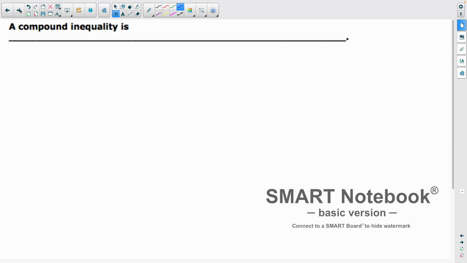So, a compound inequality is two or more smaller inequalities put together. Most of the time it's just going to be two. You could have more than that, but with a compound inequality, we're going to take at least two smaller inequalities and put them together for our compound inequality. There are two types of compound inequalities.